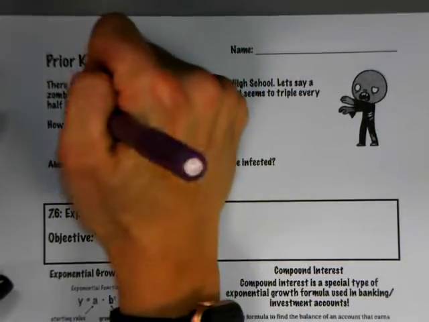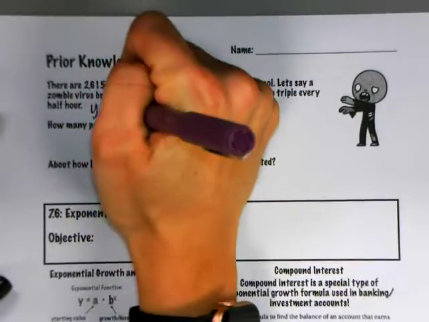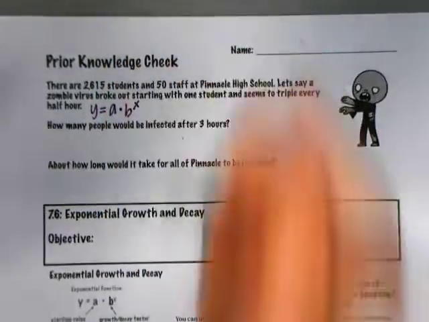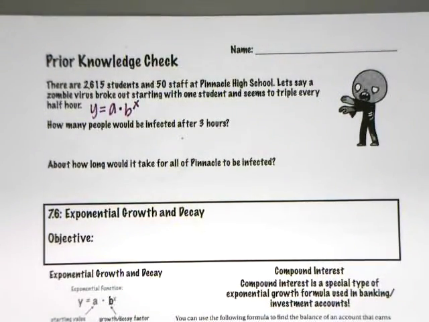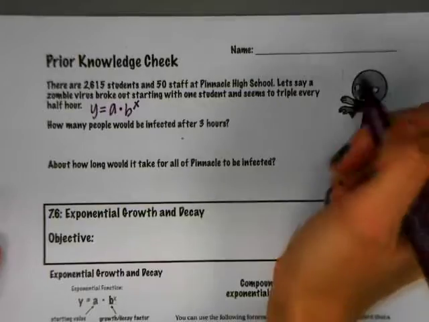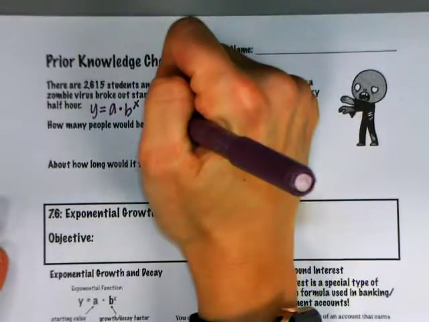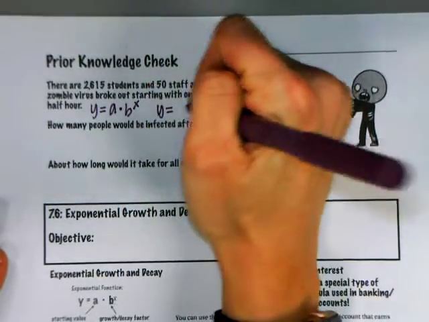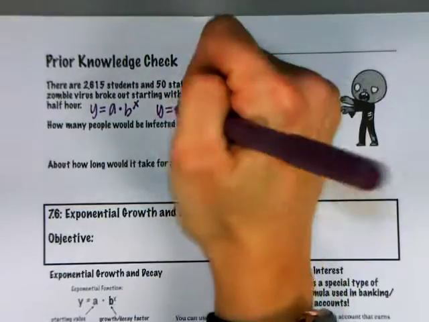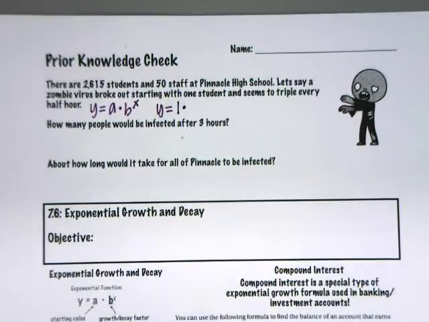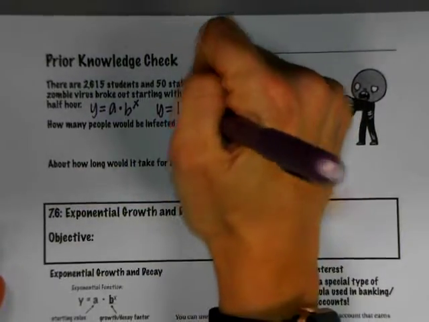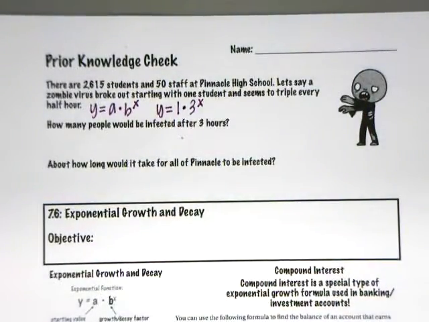So remember, it's y equals a times b to the x power, was our equation from Friday. A is the number that you start with. So how many zombies do you start with? One student, yep. And then it says it triples. So what's that? Multiplying by what? 3, yep. So basically just 3 to the x power.